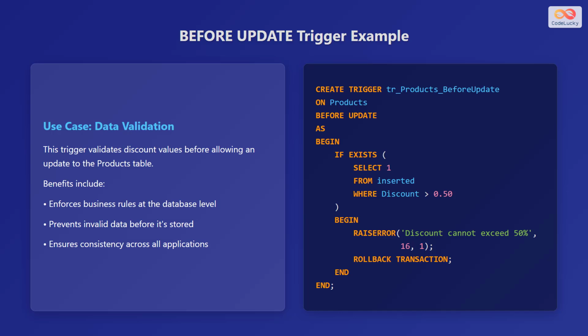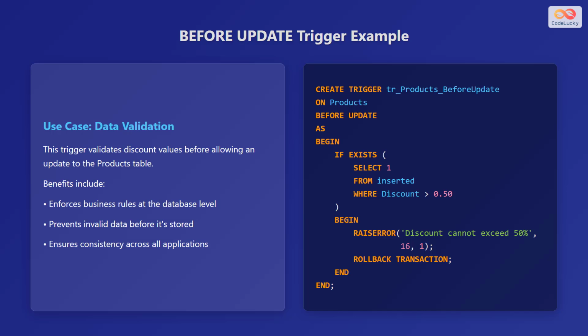Now let's look at a before update trigger, used here for data validation. This trigger validates discount values before allowing an update to the products table. This enforces business rules at the database level, prevents invalid data from being stored, and ensures consistency across all applications.